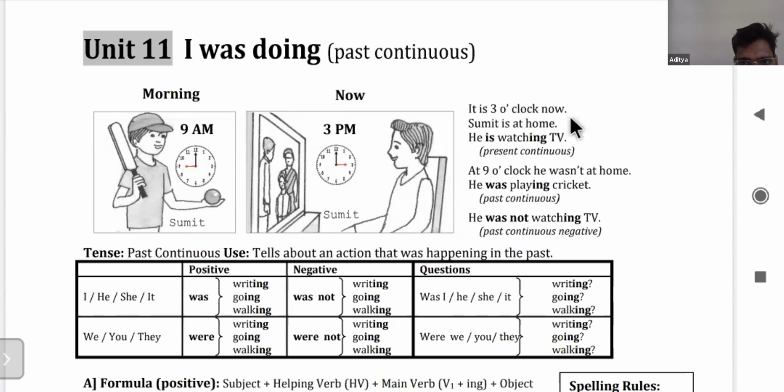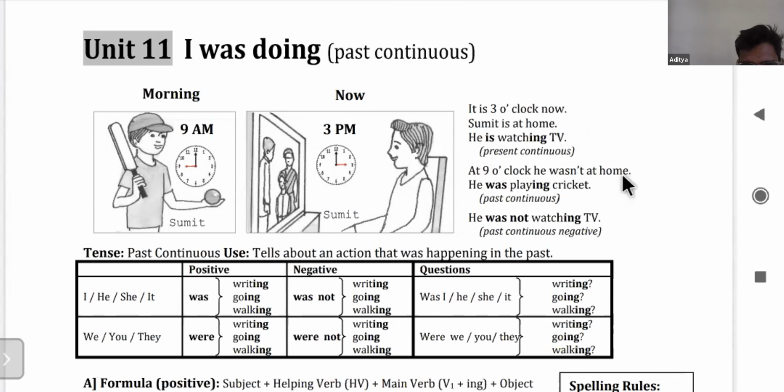It is 3 o'clock now. Sumit is at home. He is watching TV. As you can see, this is your present continuous tense. He is watching TV, is present, and it's continuous. Now we want to put the same line in past continuous tense. That's what we are here to study. So read this line.